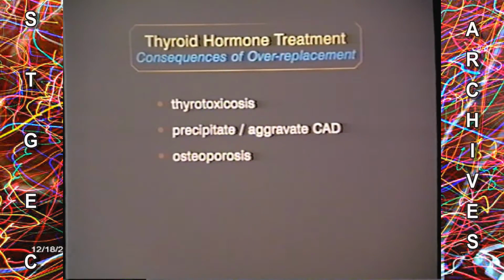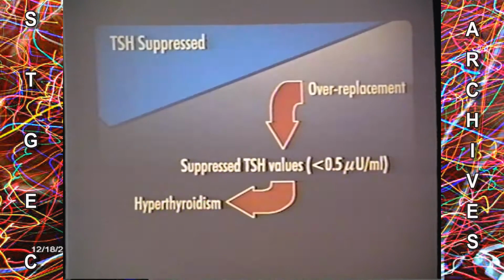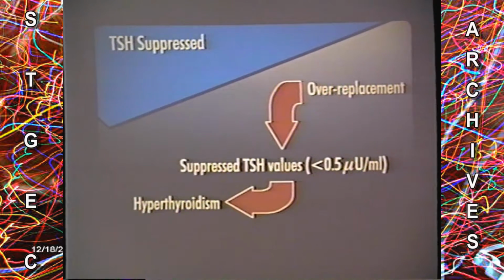Now when we give thyroid hormones, we don't want to over-replace because of side effects. So you can make them hyperthyroid, thyrotoxicosis. Again, you can precipitate heart disease and very important, osteoporosis. So older patients, thinner bones, and if you give too much thyroid hormone, you increase their metabolism, you increase their bone turnover, and so there is an association with potential increase for bone loss and osteoporosis.